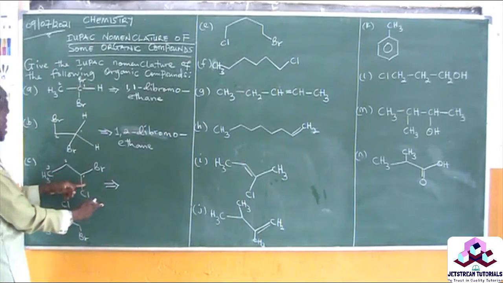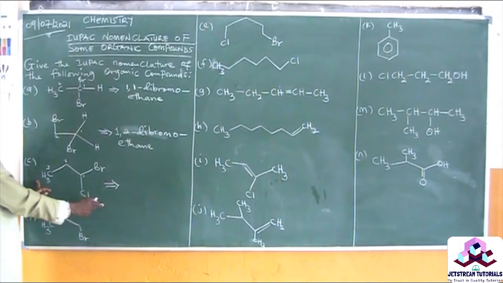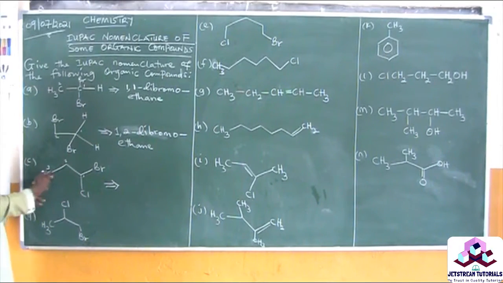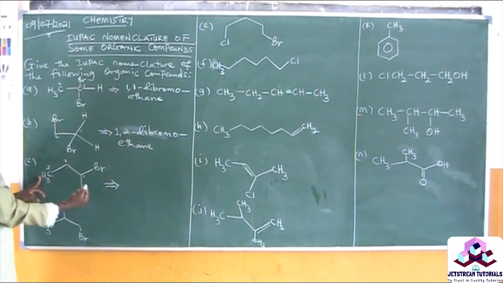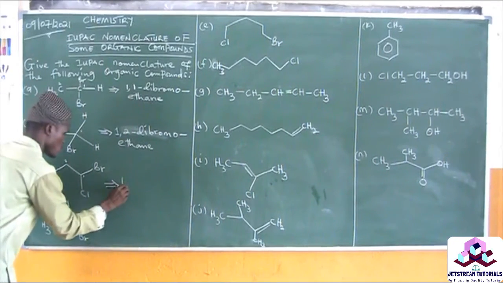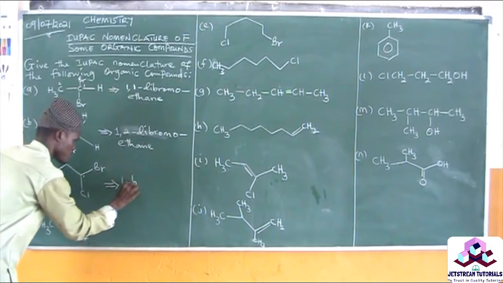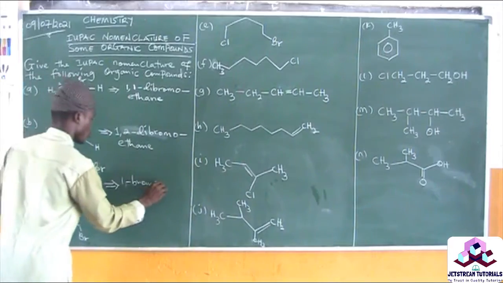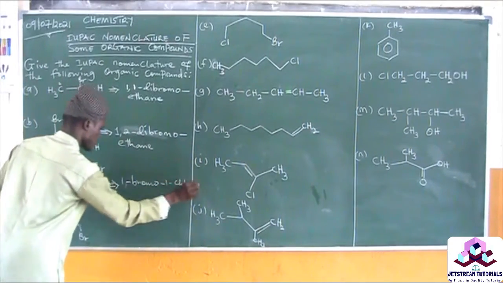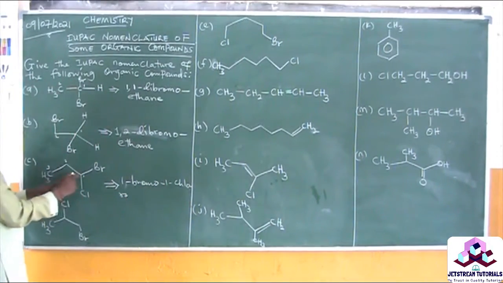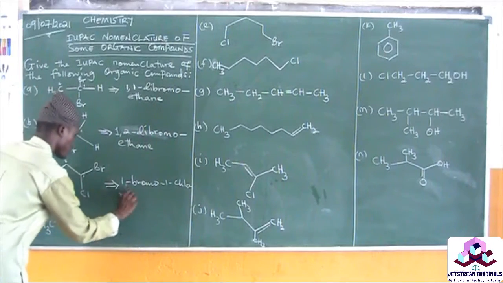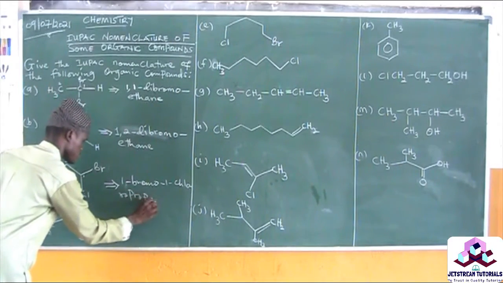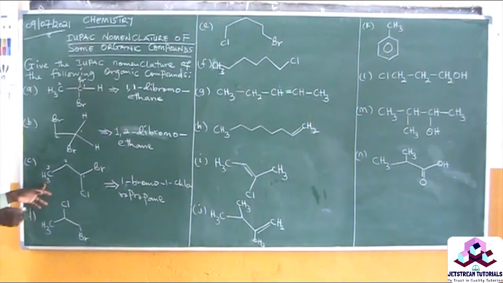The parent name is propane because we have 3 carbon atoms. That makes it prop, that is propane. In this case, I have 1-bromo, then we have 1-chloro. Is that okay? 1-bromo-1-chloropropane. So that is the name of this very particular compound.